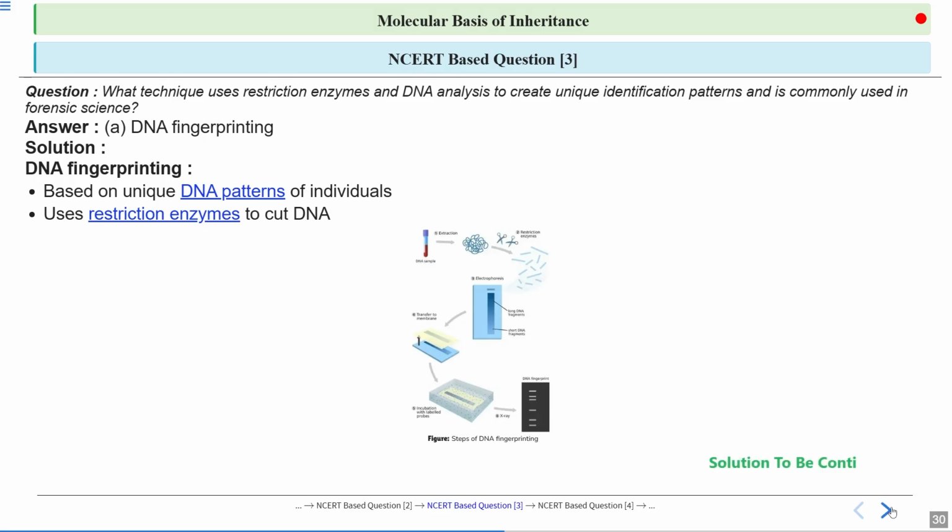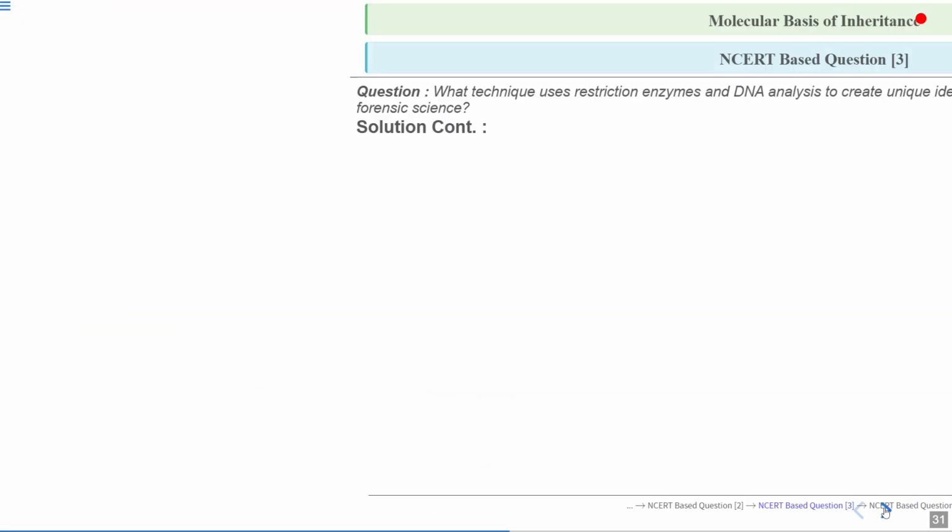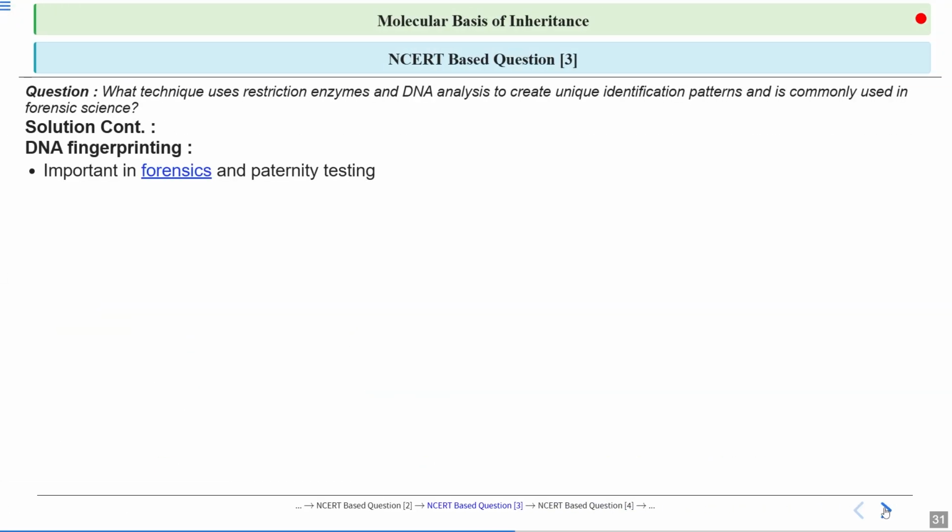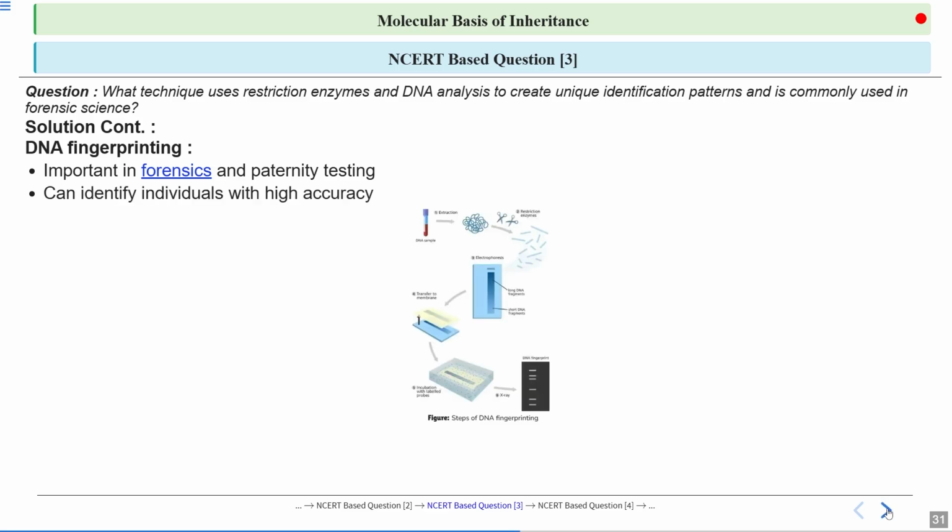Now let's see. Important in what? In forensic as well as paternity testing, it can identify individuals with high accuracy, because we know this will be the same only in identical twins, not any other people.